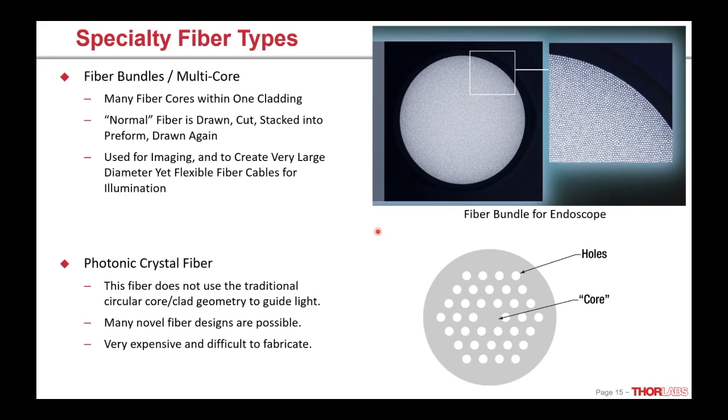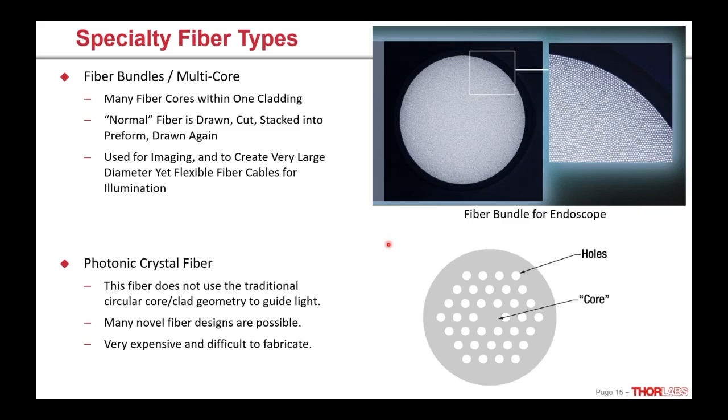Another way would be the fibers can simply be epoxied or glued together. But the idea here is we create a fiber with many cores, and this can be much larger diameter than a single glass fiber while still remaining flexible. So a classic example of an application for this is an endoscope, because you can image onto one end of this fiber and then see the image on the other end. And another interesting application is just to create a very large yet flexible fiber, which can be used for instance, high intensity illumination applications.